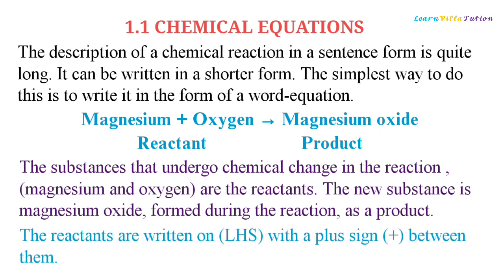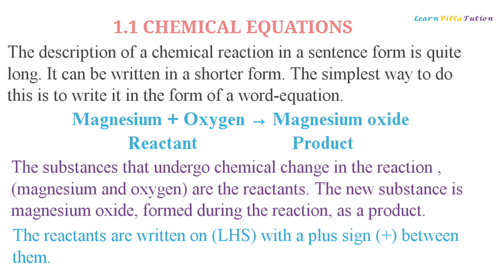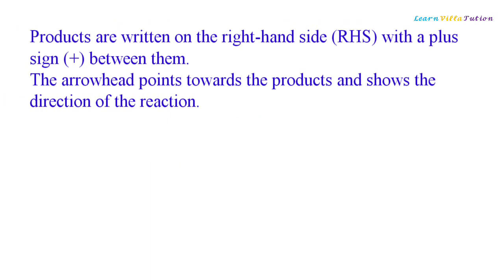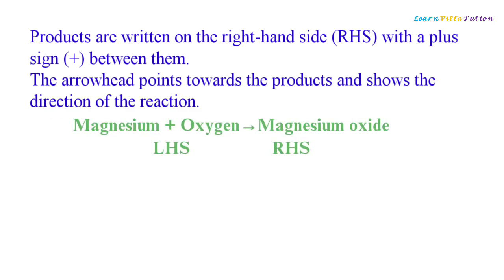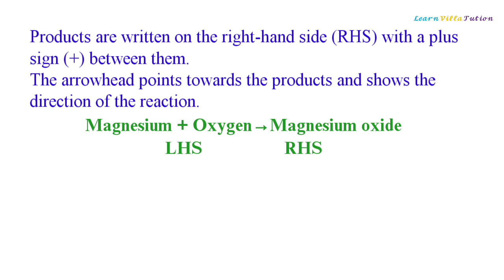The reactants are written on the LHS with a plus sign between them. Products are written on the right-hand side, RHS, with a plus sign between them. The arrowhead points towards the products and shows the direction of the reaction. Magnesium plus oxygen gives magnesium oxide.